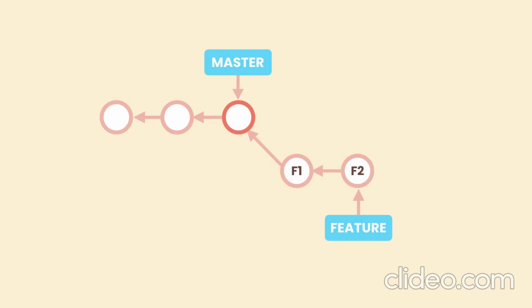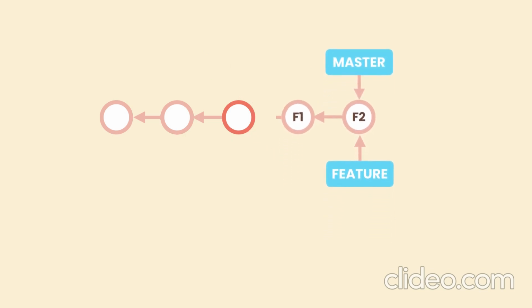Well, look at the shape of our history. We have a direct linear path from feature to master. So if you want to merge the feature branch into master, we can do a fast forward merge. And now we have linear history. This is called rebasing.